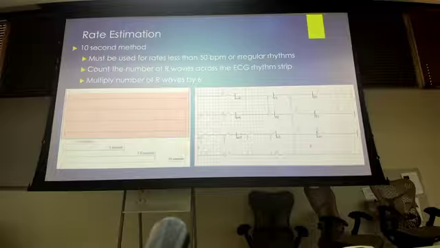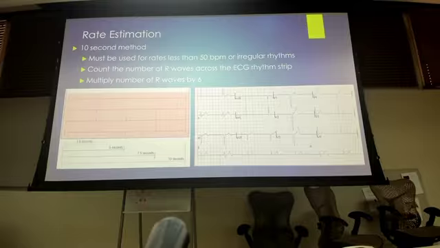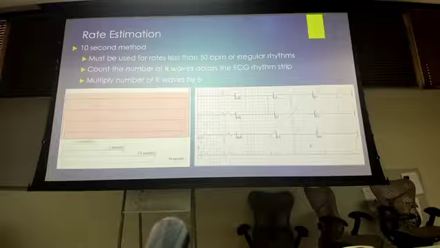You can use it for any time. If you're just like, you know what, for the test, I'm gonna study my 300, 150, 175, but in real life, I'm gonna use the 10-second. Great, fine, that's good. You can make the determination, right? But you must use it for the irregular or the heart rate less than 50.